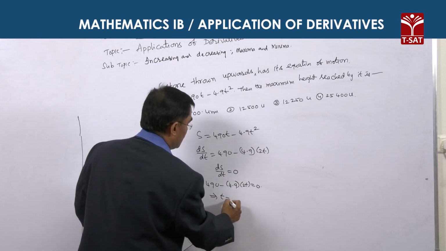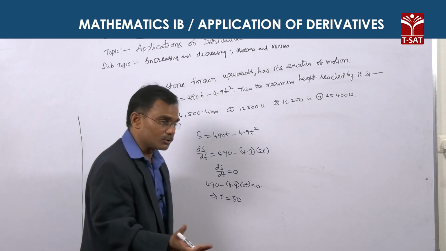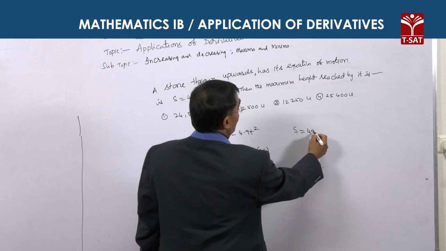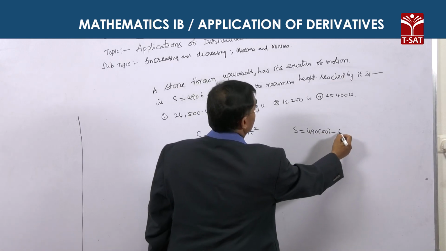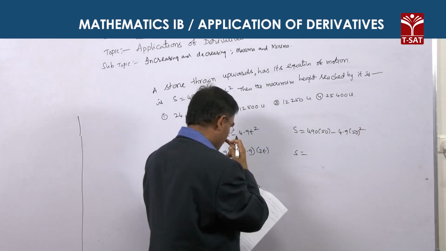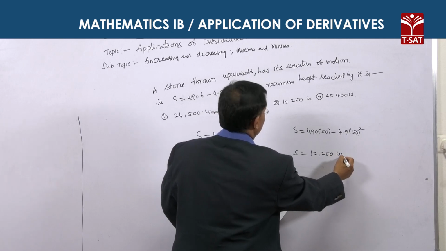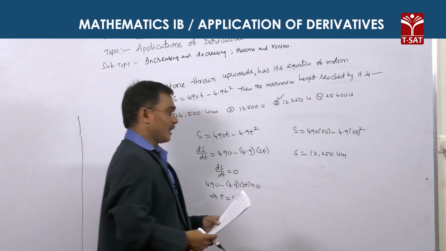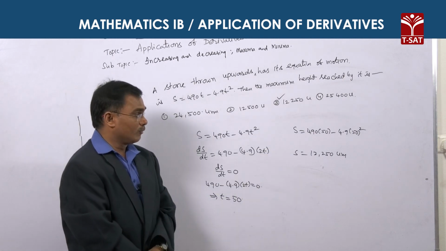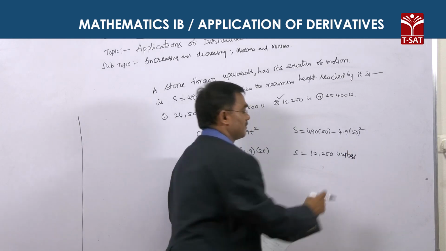Simplifying this, t is equal to 50. At t equal to 50, the stone is at its maximum height. So at t equal to 50, s is equal to 490 into 50 minus 4.9 into 50 squared. Simplifying this, s is equal to 12,250 units. So the maximum height reached by the particle is 12,250 units.